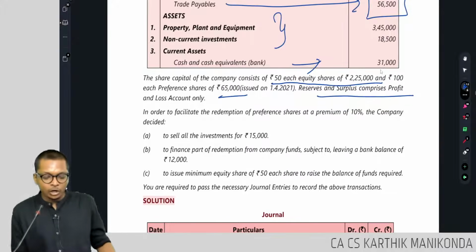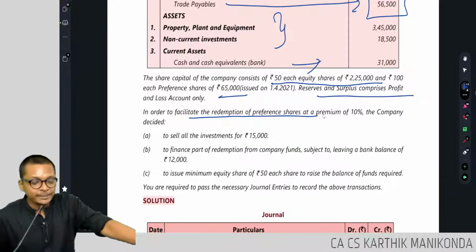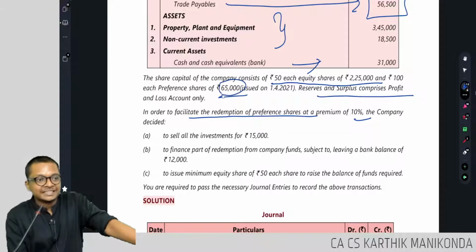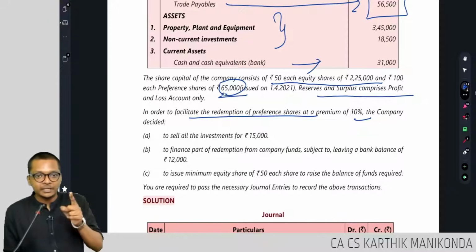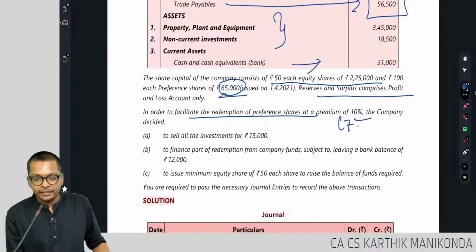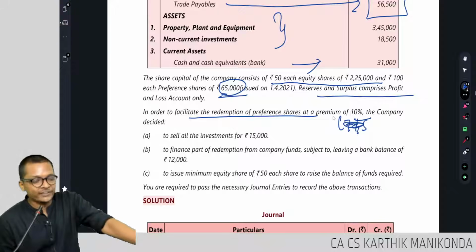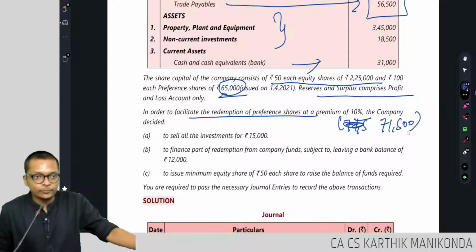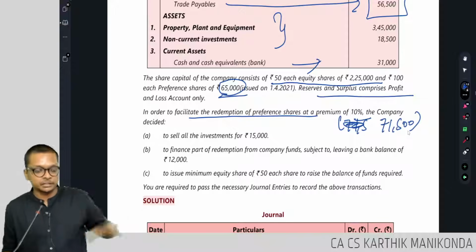Next, in order to facilitate redemption of preference shares at a premium of 10%, that means preference shares is how much? 65,000. Premium 10% means how much? 6,500. So totally I will repay how much, guys? 65,000 plus 6,500 is how much? 71,500 only I am going to repay. Okay, wow. For that, company is doing three things.